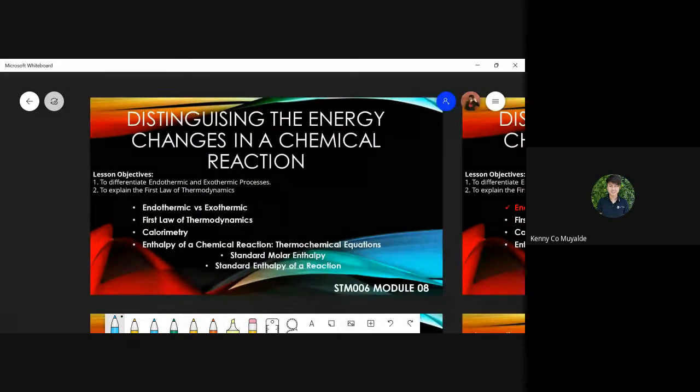Now, module number 8 is about distinguishing the energy changes in a chemical reaction. Wala na ako agad, boses. So, lesson objectives: differentiate endothermic and exothermic processes, and then explain the first law of thermodynamics. Actually, medyo mahaba-haba ito. Yun nga lang because of the time constraint that we're experiencing, ginawa natin na short ang ating discussion dito sa thermochemistry.